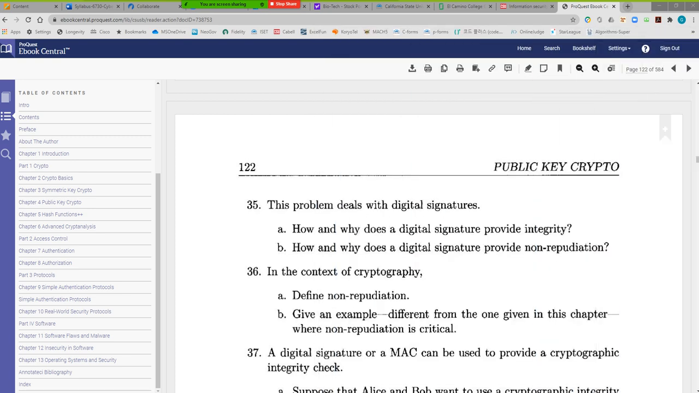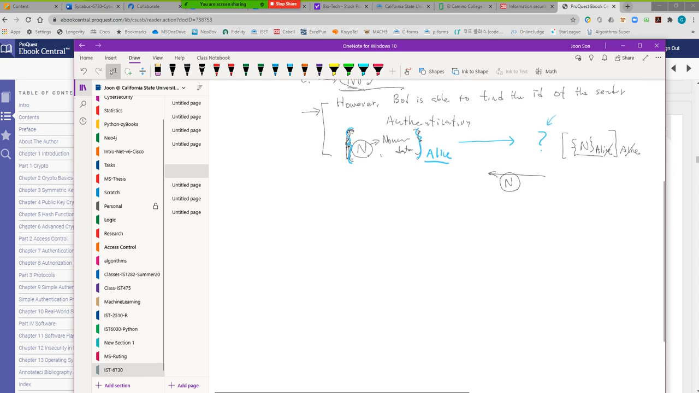And 4.35 is about digital signature. It's not a digital certificate, it's digital signature. Explain how and why it provides integrity, and how and why a digital signature provides non-repudiation. So for example, let me find my OneNote. Okay, so 4.35, it's about the digital signature.